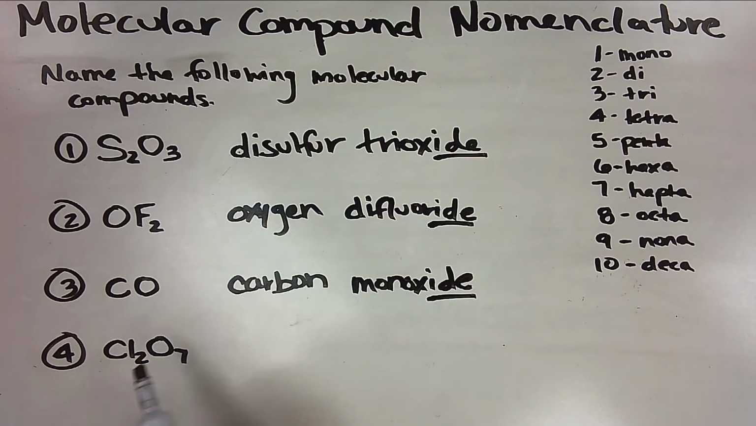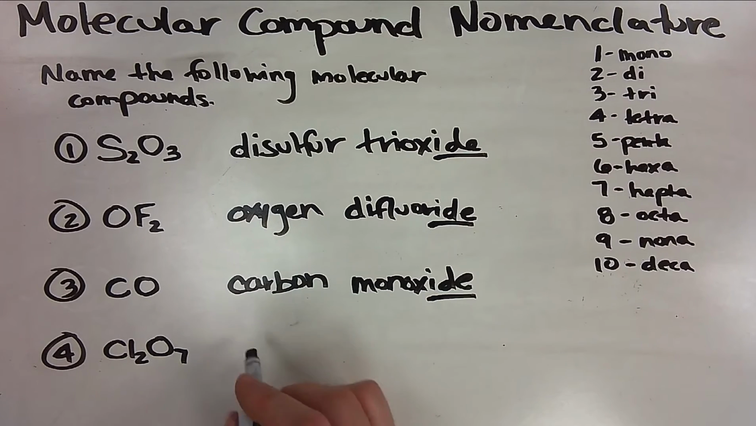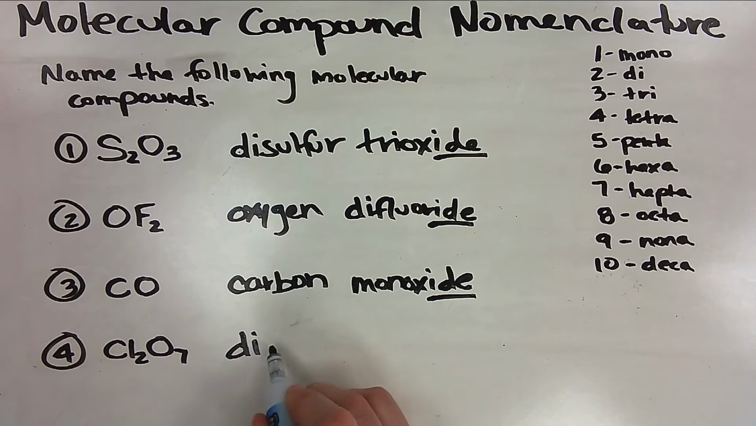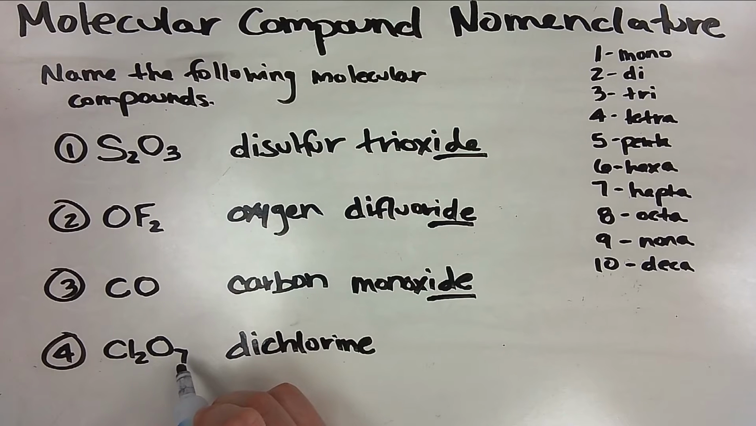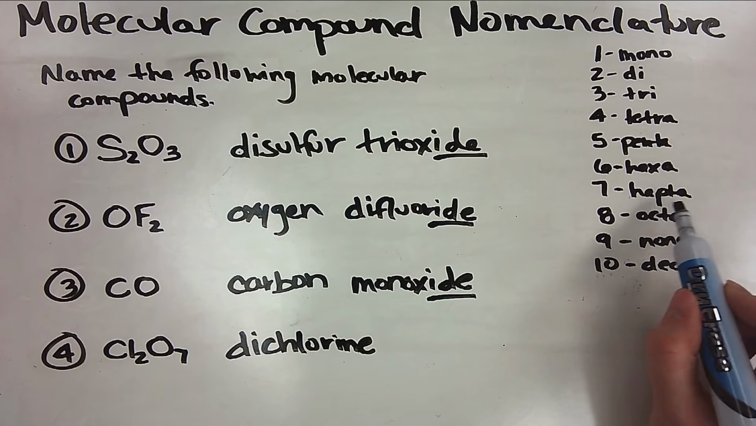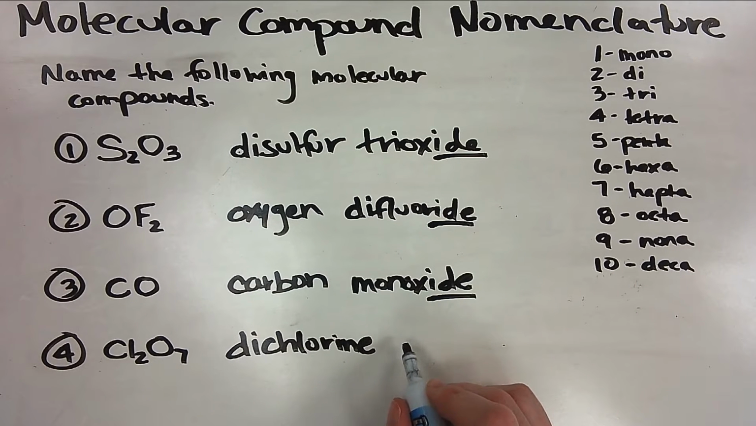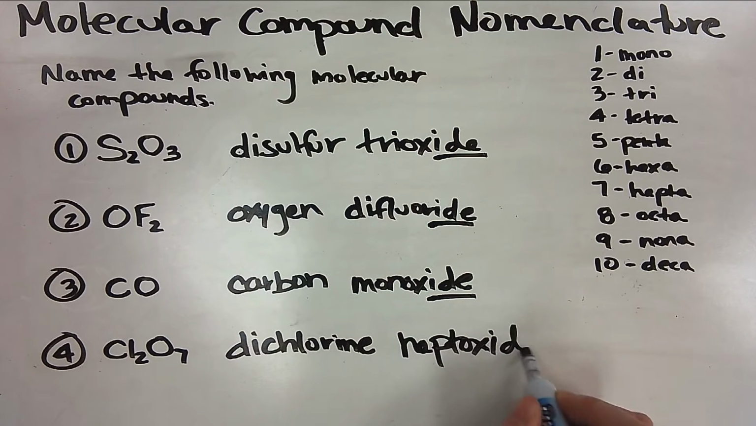Okay, number 4. 2 chlorines and 7 oxygens in this molecular compound. So 2, the prefix for that is di. So this will be dichlorine. Then I have 7 oxygens. So the prefix for 7 is hepta. I'm just going to use hept. So dichlorine heptoxide.